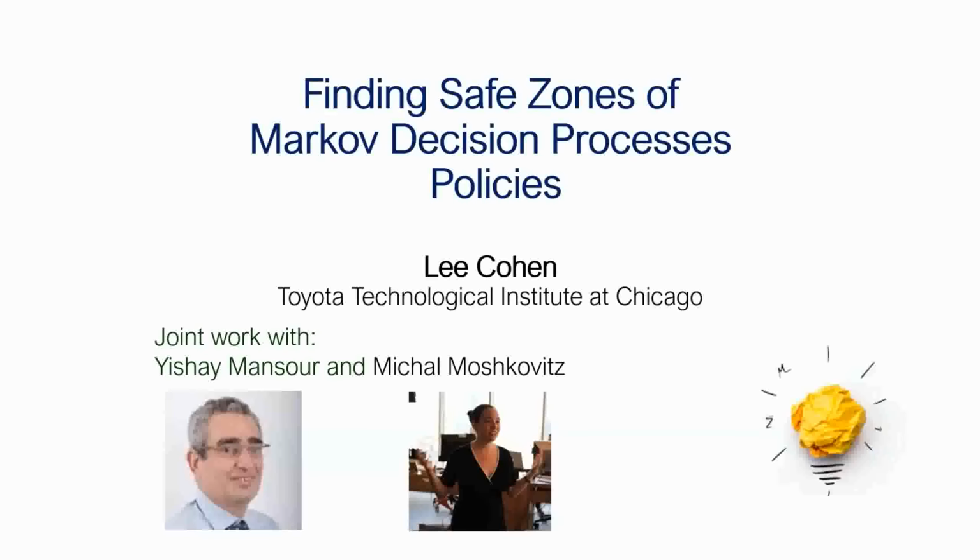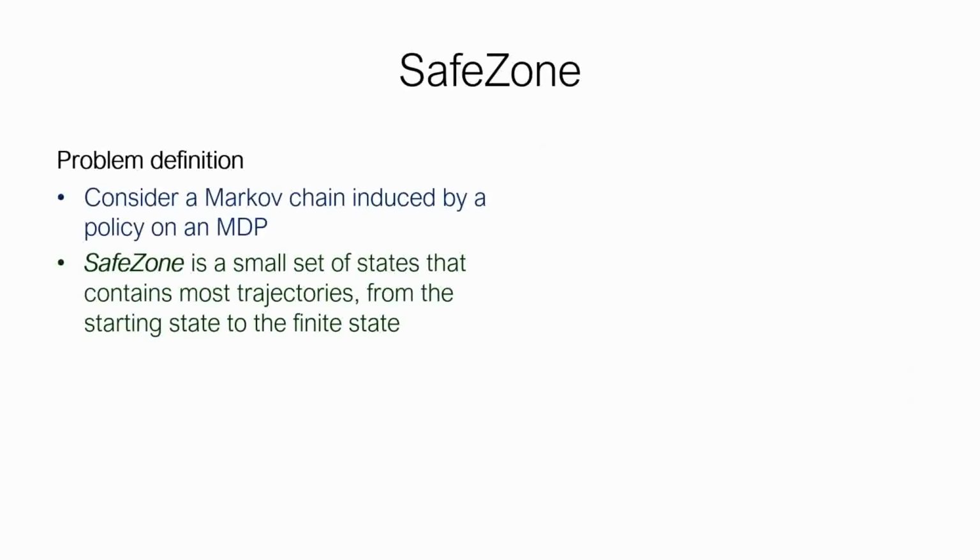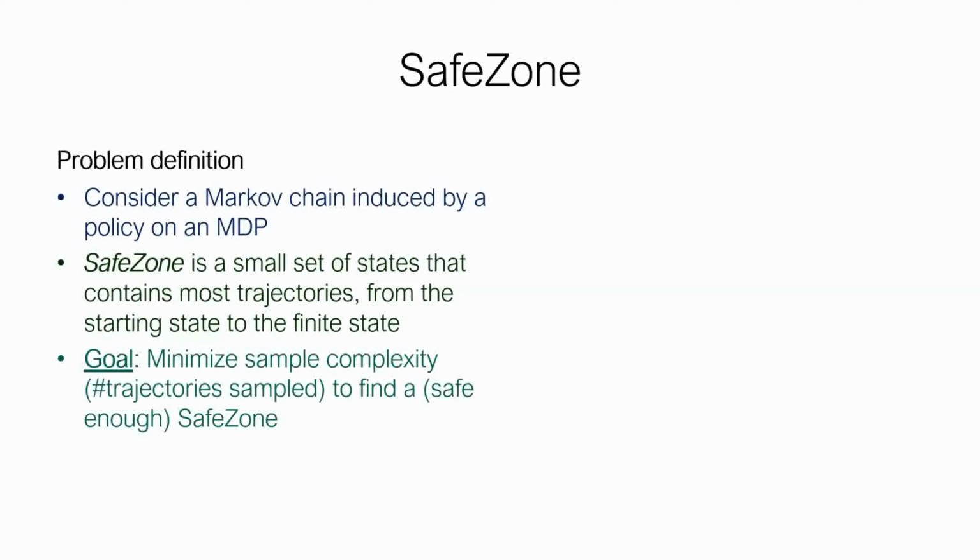Thank you. Hi, I'm Lee, and I'll talk about the paper Finding Safe Zones of Markov Decision Processes Policies. This is joint work with Ishai Manso and Michal Moshkovitz. The problem we consider is the following. Consider a Markov chain induced by some policy on some MDP. The safe zone is a small set of states that contains most trajectories from the starting state to the final state. The goal is to minimize the sample complexity, that is the number of trajectories sampled, to find a safe enough safe zone.